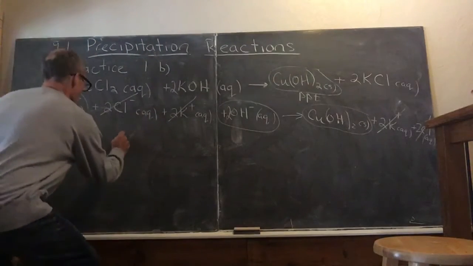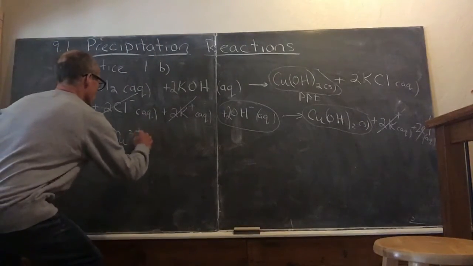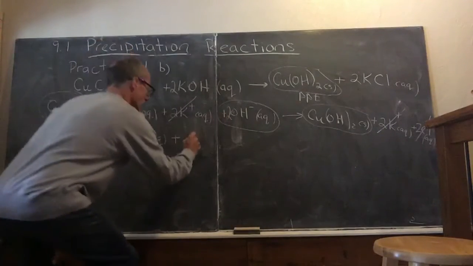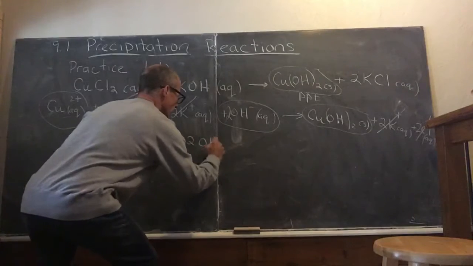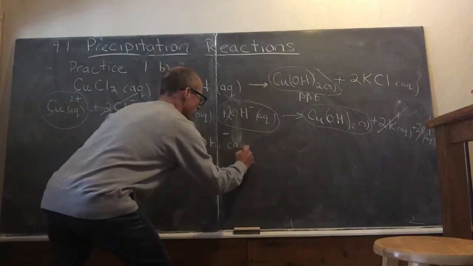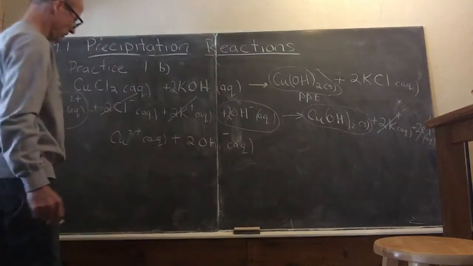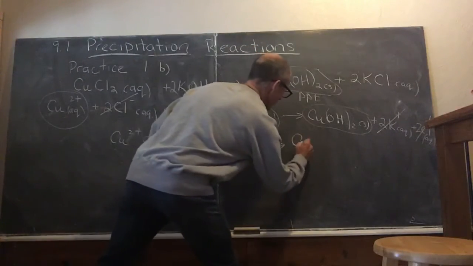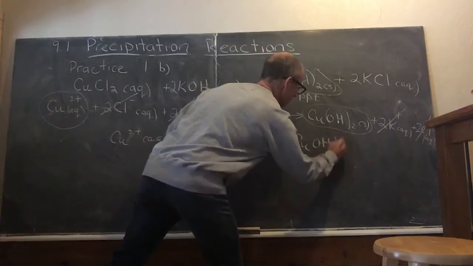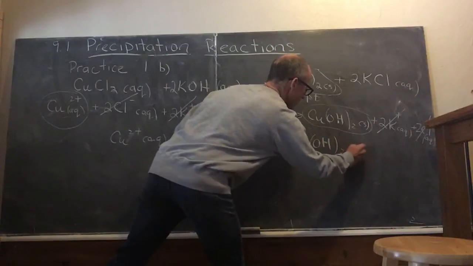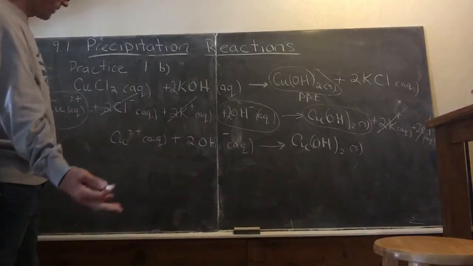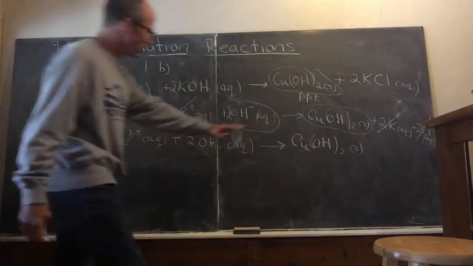So, metal is always first. There's our copper, and our 2 moles of hydroxide is there. Those are our 2 reactants. And finally, our copper 2 hydroxide is the only product that precipitates. And that, my friends, is the net ionic equation.